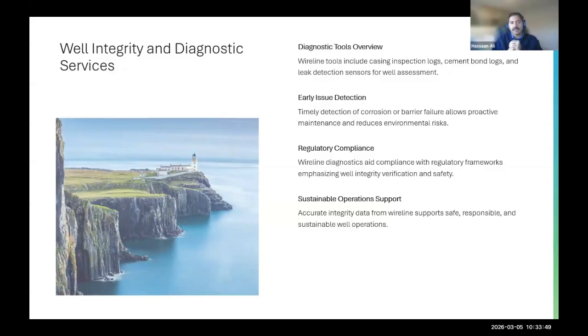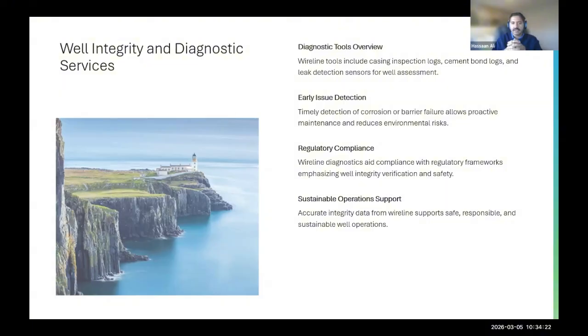Well integrity and diagnostic services are also part of the wireline scope of work. What you are doing is early issue detection. Timely detection of corrosion and barrier failures will allow you to do proactive maintenance and reduce environmental risk. So if you see that there is a corrosion failure, and if you see that your casing integrity is being compromised, you can do early intervention to mitigate the risks that are associated with those failures.